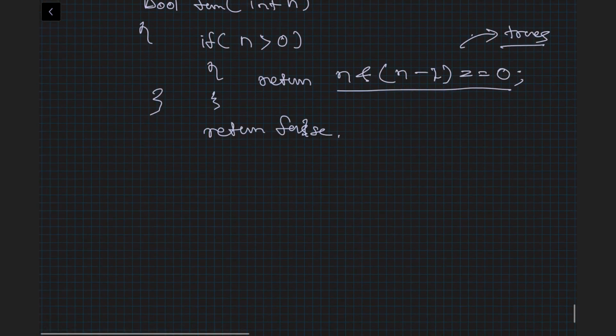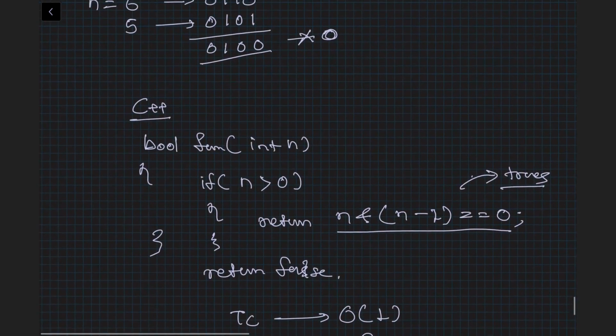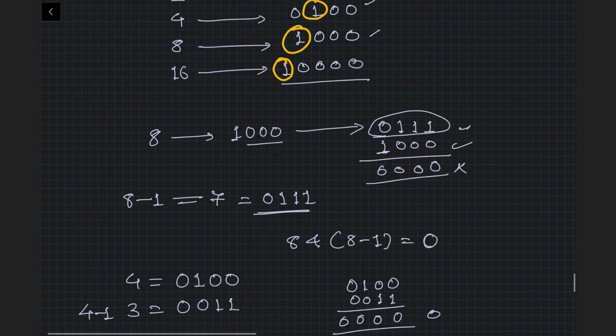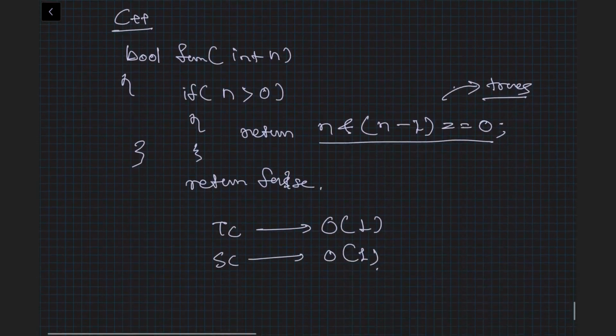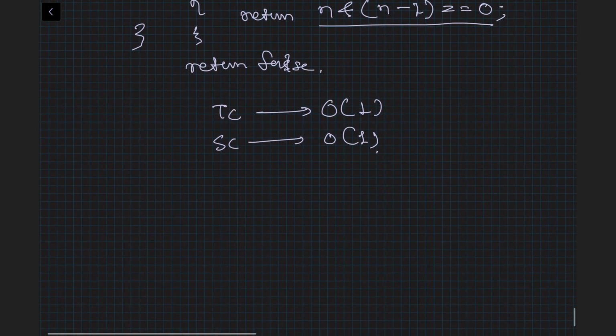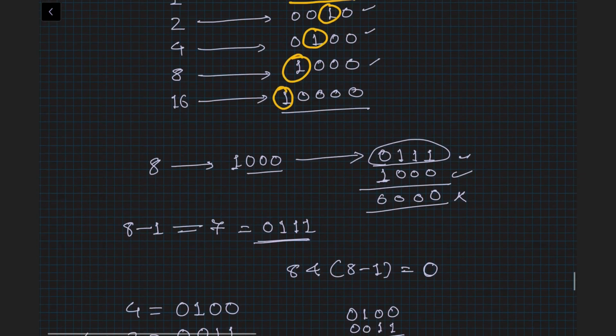And what will be the time complexity for this particular problem? The time complexity is O of 1, and the space complexity is also O of 1. So by using bitwise operators, we can easily solve a problem whose solution had time complexity log n with a solution of time complexity O of 1. I hope you understand the problem and the approach that we have followed here.